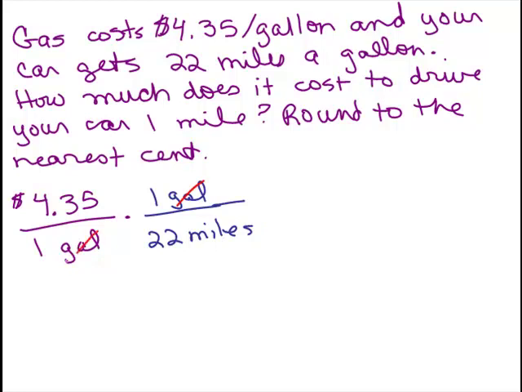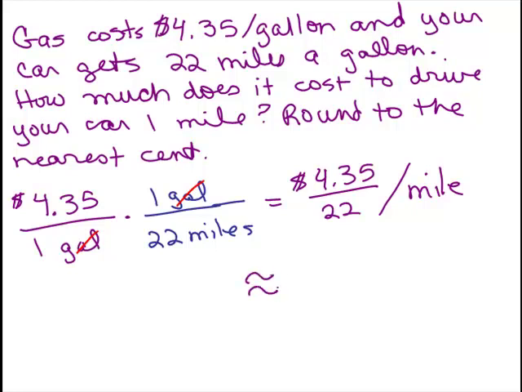Gallons cancel, right? So what we've got is basically this $4.35 divided by 22, per mile. So that's going to be $4.35 over 22, whatever that is, per 1 mile. Okay, so then you get out your calculator. We're going to do $4.35 divided by 22, and we're going to round to the nearest cent.